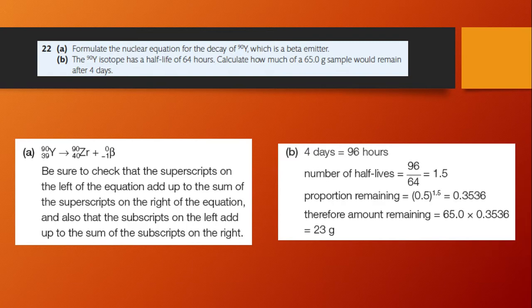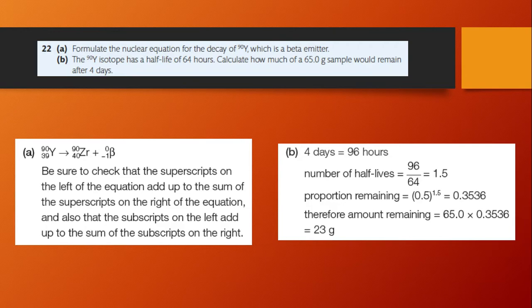For a half-life of 64 hours, we're going to do 96 divided by 64 to get 1.5 half-lives. To find the proportion remaining, we're going to take 0.5 and raise it to the power of 1.5. Then we're going to take that proportion remaining and multiply it by our starting amount. So we're going to take 65 times 0.3536, giving us an amount remaining of 23 grams.